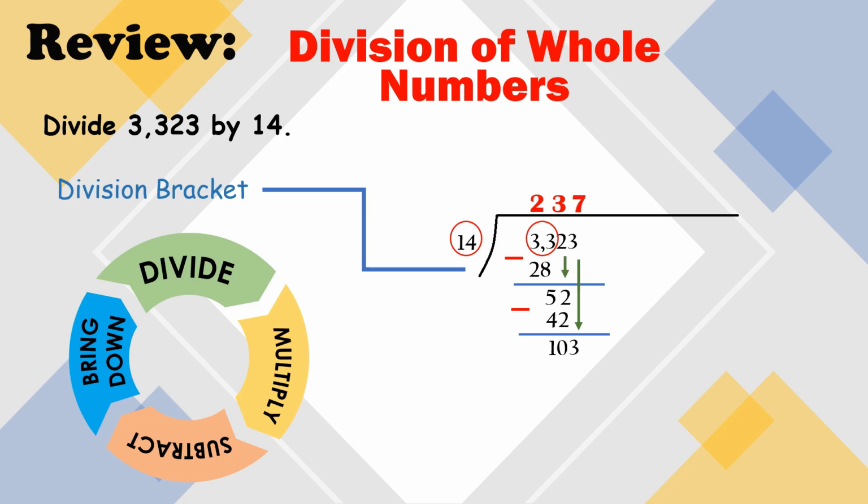103 divided by 14 is equal to 7. We multiply, 7 times 14 is equal to 98. You subtract, you will have 5. Since there are no more numbers to bring down, 5 is considered our remainder. So when you divide 3,323 by 14, you will have 237 remainder 5.